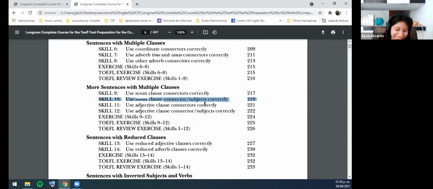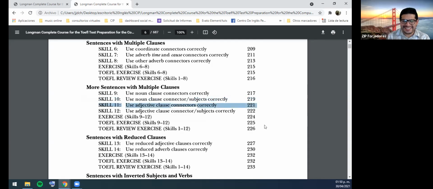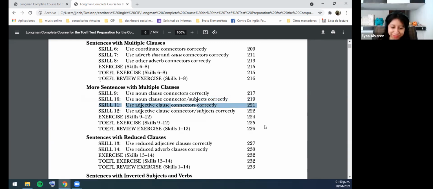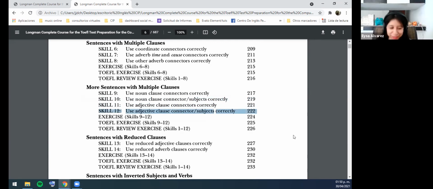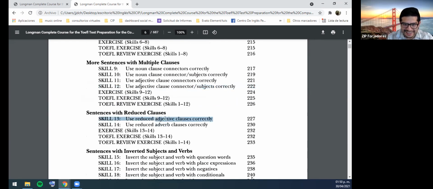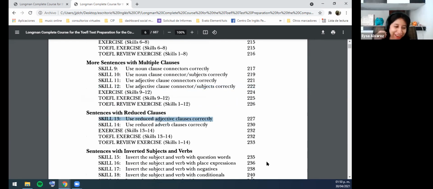Okay, thank you. 11 is adjective clause connectors. Which are? Whom, which, and that. Excellent. And adjective clause connector subjects: who, which, and that. Excellent, very good. 13. And then we have reduced adjective clauses, my favorite topic.